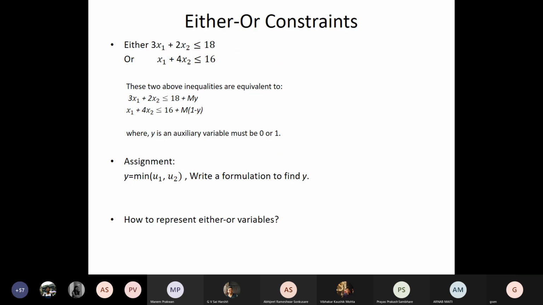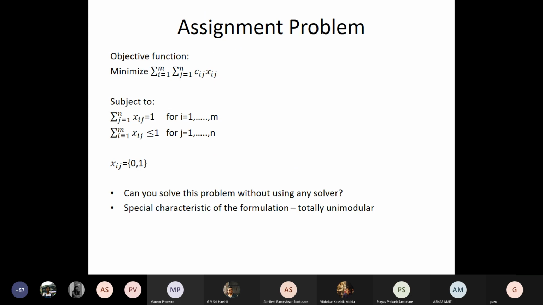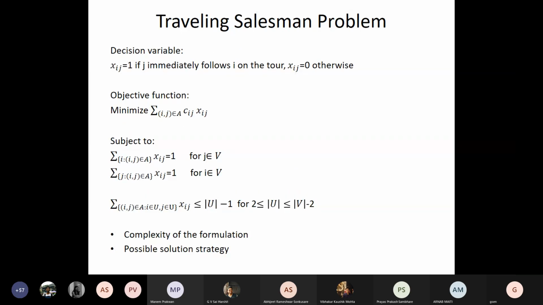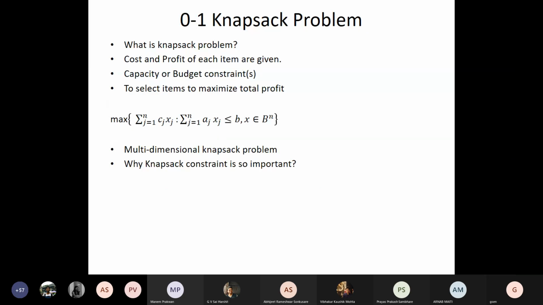Now, let us look at some other problems, which are well known problems in integer programming, and they are also applied in many operational domains in business. So one such is the knapsack problem. So what is a knapsack? What is the English meaning of knapsack?